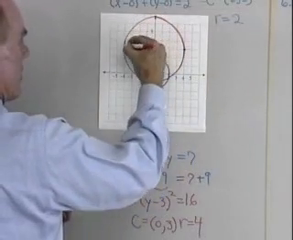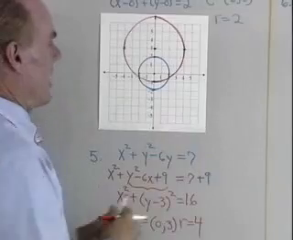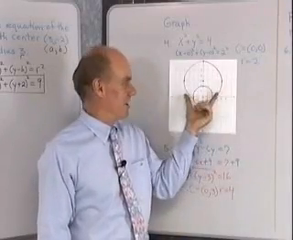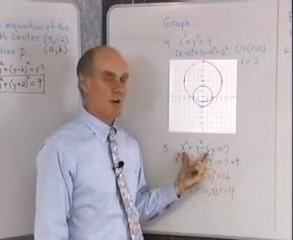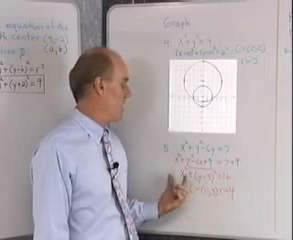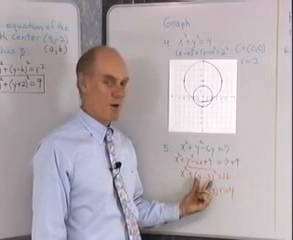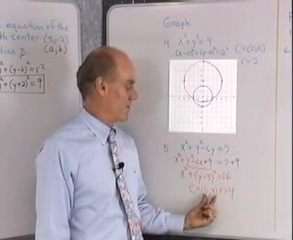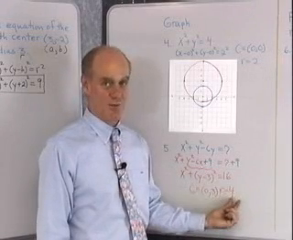Okay, so does that look like a circle that has a center at the point x = 0, y = 3, and a radius of 4? It does, and you can see that it's easy to graph the equation of a circle if it's in the standard form for the equation of a circle. (x - a) quantity squared plus (y - b) quantity squared is equal to r². Then a and b are the coordinates of the center, and r is the radius of the circle.